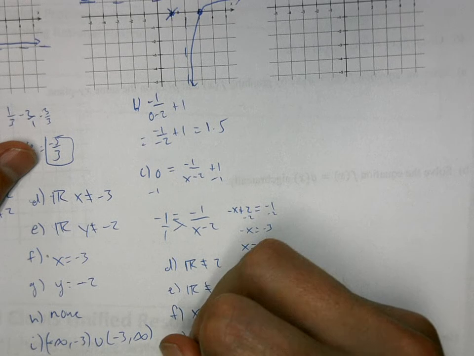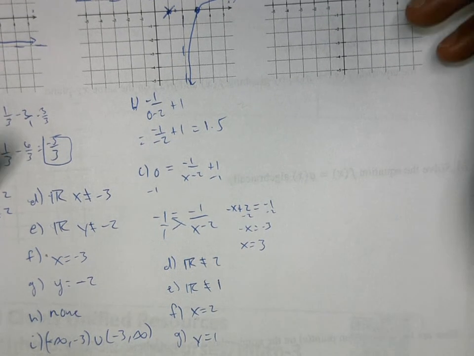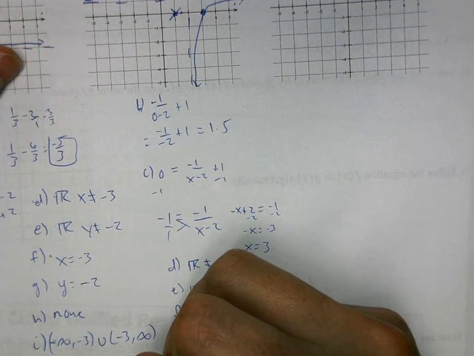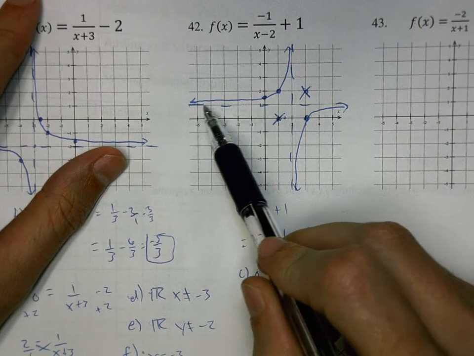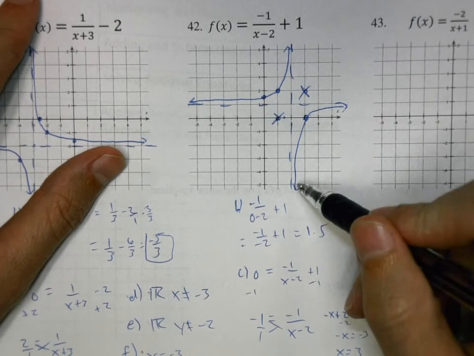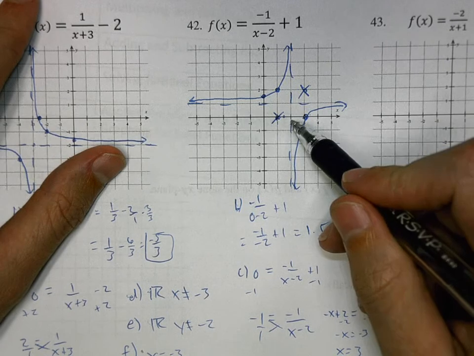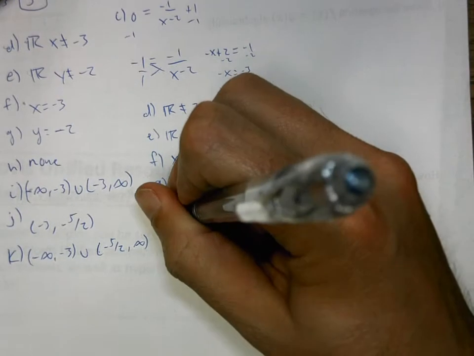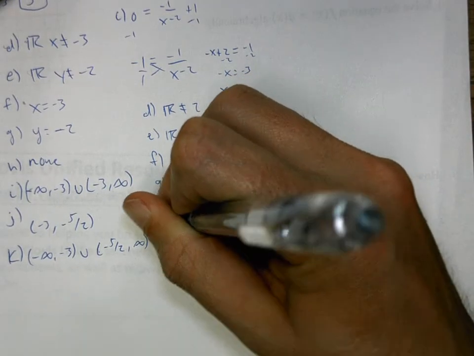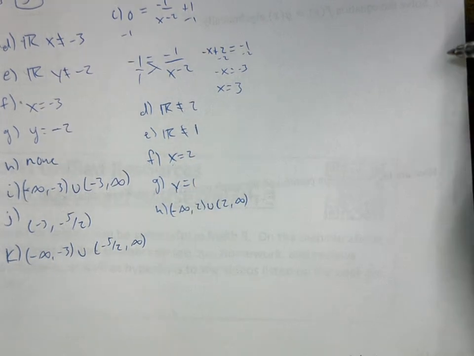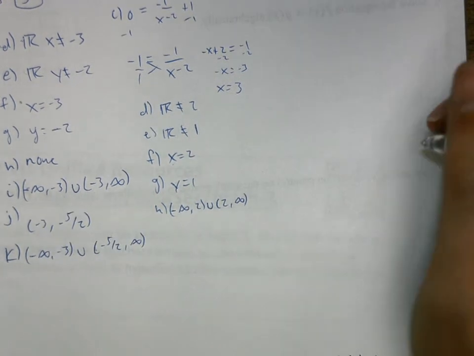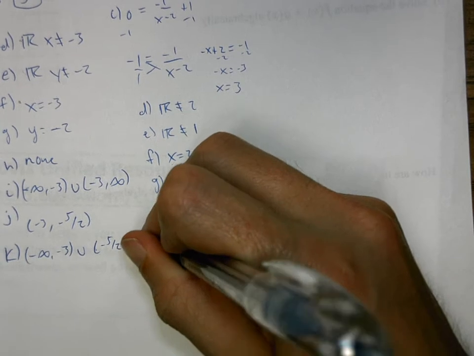H, state the intervals where it's increasing. It's increasing on the entire graph except at 2. So it's from negative infinity to 2, and from 2 to infinity. Part I, state the intervals where it's decreasing. None.